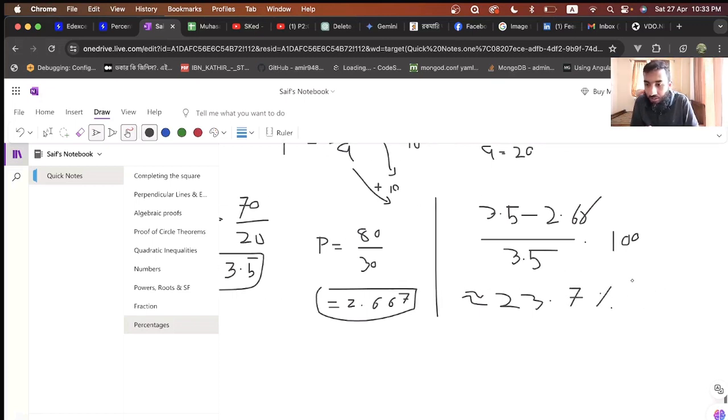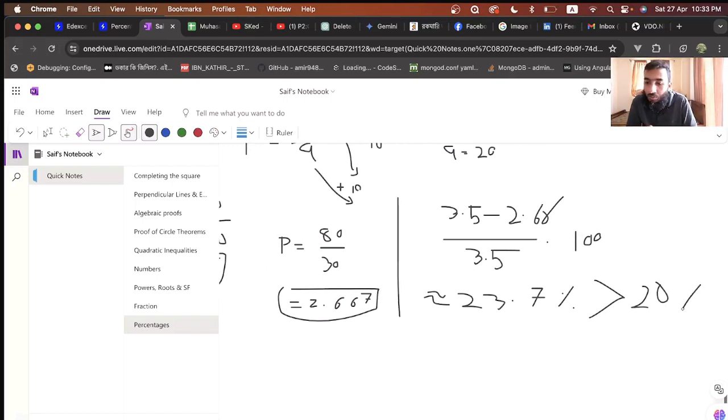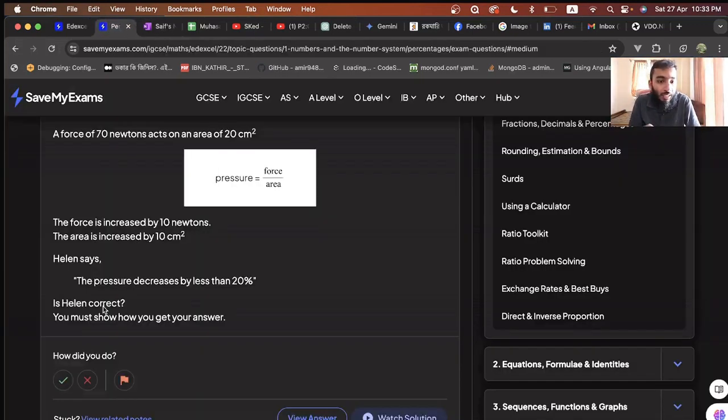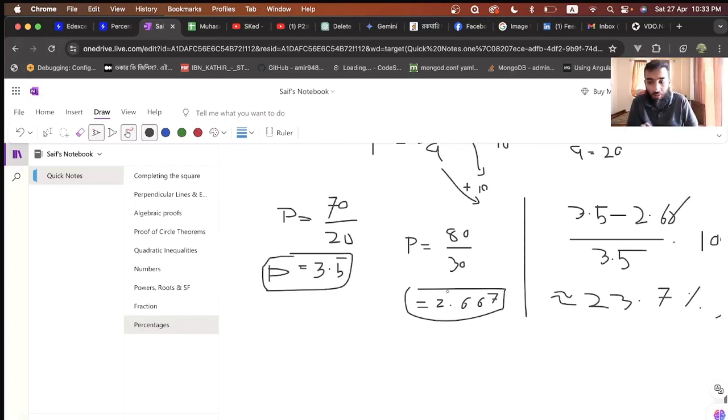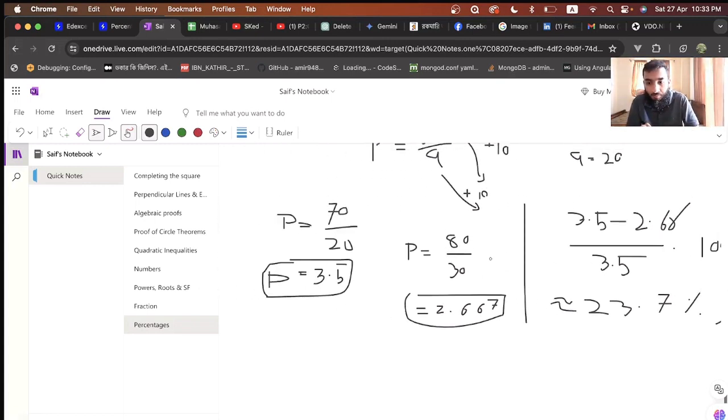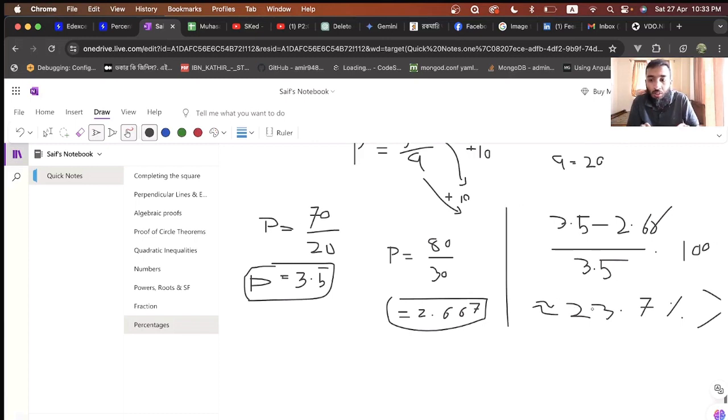So this is definitely greater than 20%. 23.7 is greater than 20. So Helen is actually wrong that the decrease is less than 20%. The decrease is actually greater than 20%. So this is how you can figure out that Helen is actually wrong about this. So this is how you figure out the percentage decrease.